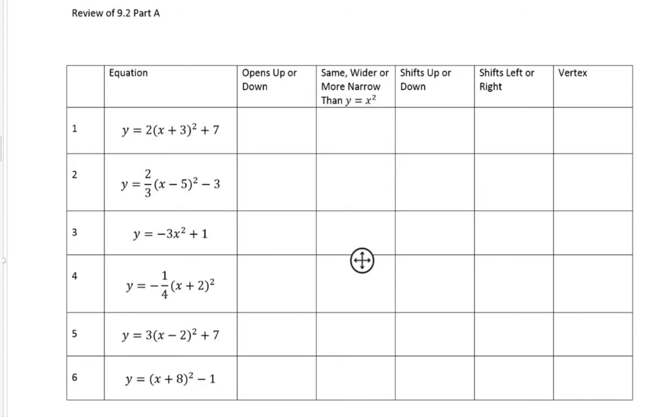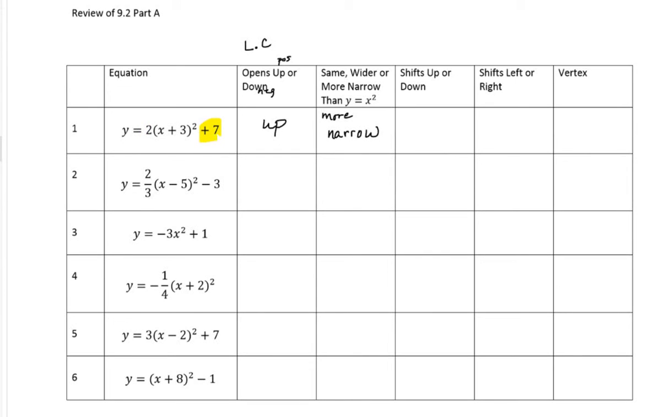Now, the way that we figure out whether our parabola opens up or down is that we look at our leading coefficient. If the leading coefficient is positive, it opens up, and if the leading coefficient is negative, it opens down. So in this first problem here, my leading coefficient is 2, so that means my graph is going to open up. And because that leading coefficient is more than 1, the graph is going to be more narrow.